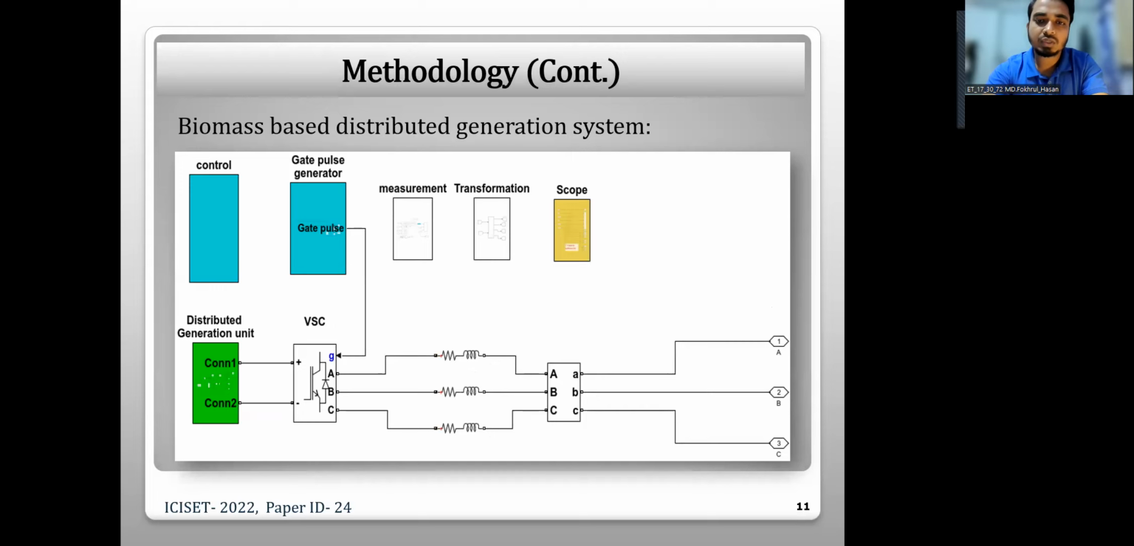This slide shows the biomass-based distributed generation, which is controlled exactly like the PV system. The inverter is controlled the same as the first distributed generation, PV. In the end, we connect it to the grid.